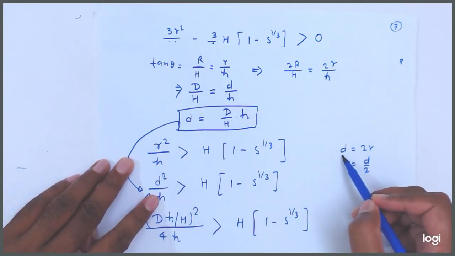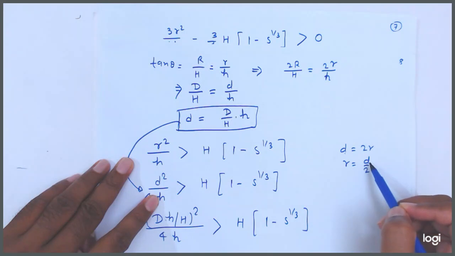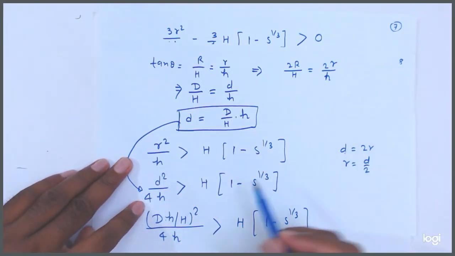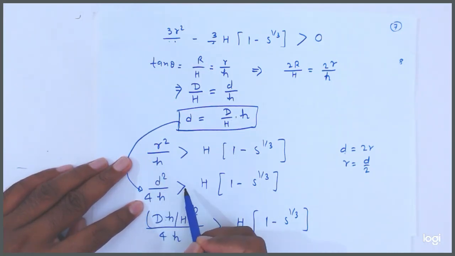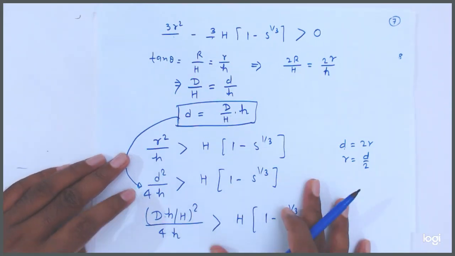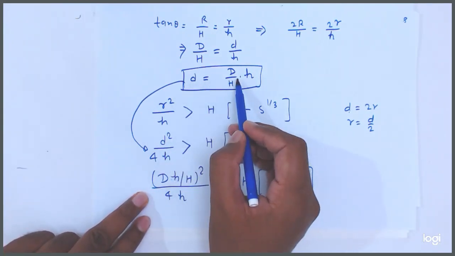So how are we able to convert this? Small d is equal to 2r, so r is equal to d by 2. Okay, so we'll put it here. What will it come? D square by 4 into small h. Small d square by 4 into small h should be greater than h into 1 minus h to the power 1 by 3. And then we'll put this d value from here.